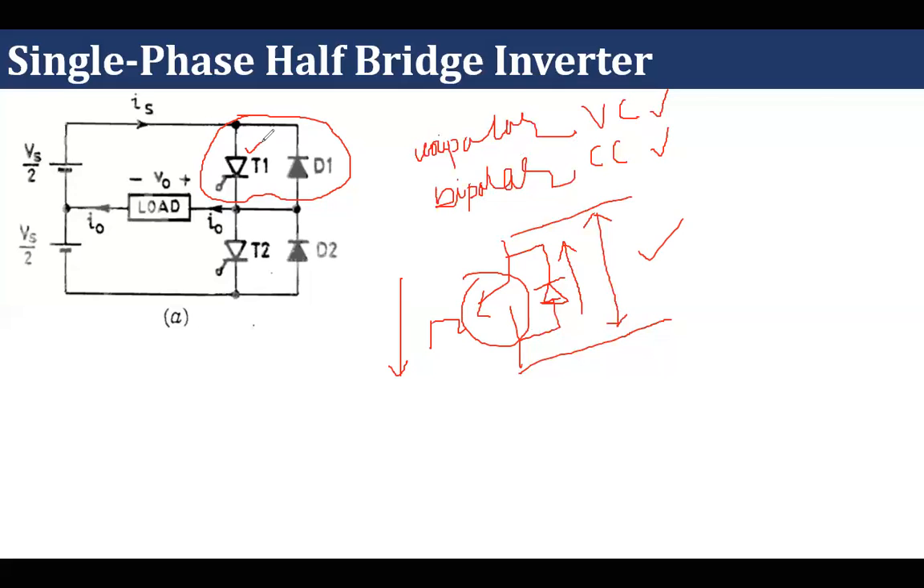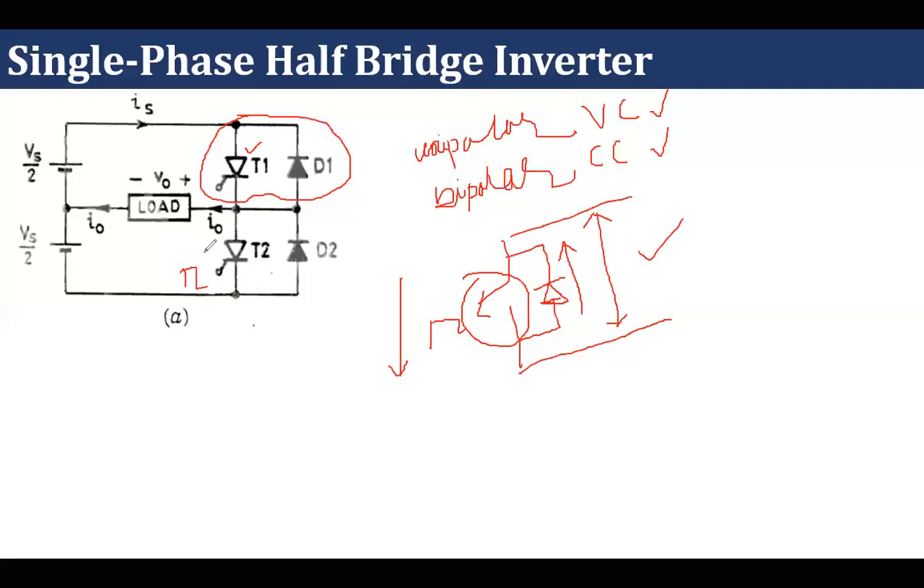Practically, at normal voltage level, we do not use SCR because turning on the SCR is easy. Just with the help of gate current, we can turn on the SCR, but turning off is a difficult process. We need an external commutation circuit which will forcefully turn off this SCR. So SCR is used in inverters, but at very high voltage.